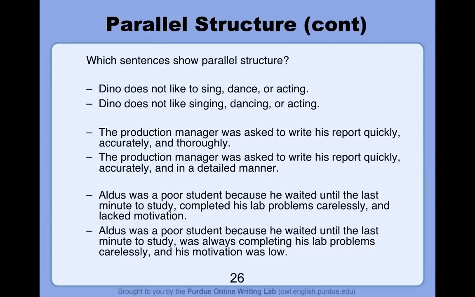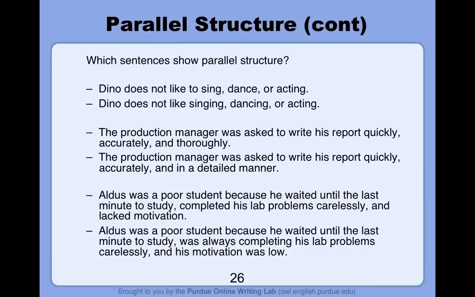What about the second pair? The production manager was asked to write his report quickly, accurately, and thoroughly. Or, the production manager was asked to write his report quickly, accurately, and in a detailed manner. If you pick the first one as parallel, you're correct. Quickly, accurately, thoroughly are all adverbs ending in -ly. The second sentence begins with adverbs but ends in a prepositional phrase, in a detailed manner. Since it begins with the word in, which is a preposition, the words following that form a prepositional phrase.